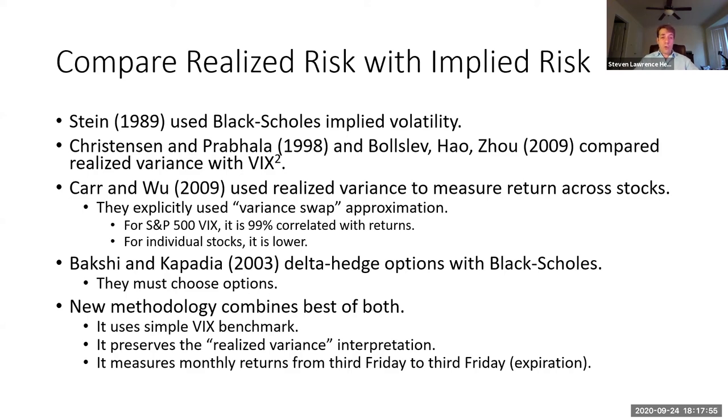Now, Carr and Wu developed this variance swap approximation. And as I'll show you shortly, for the S&P 500 VIX, it doesn't matter: there's a 99% correlation between the realized variance and the return on the portfolio, as I'll show you. So, you know, I can't really come here and thump my chest and say, Schweitzer and I have increased the correlation from 99% to 100%.